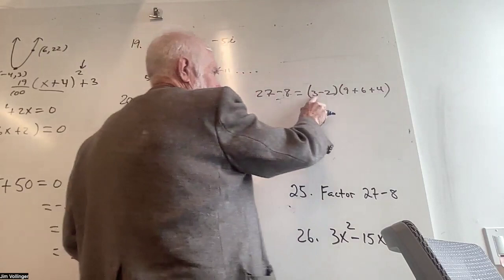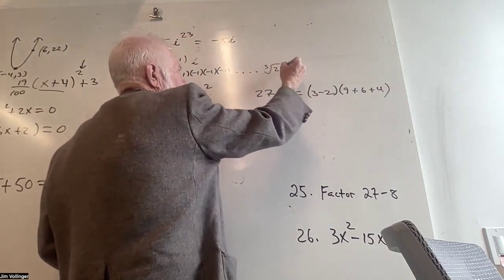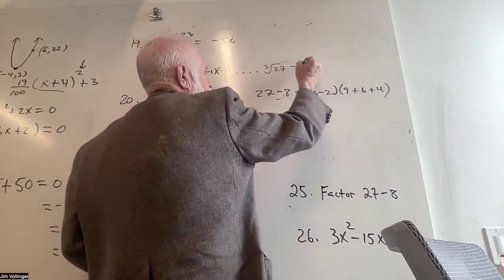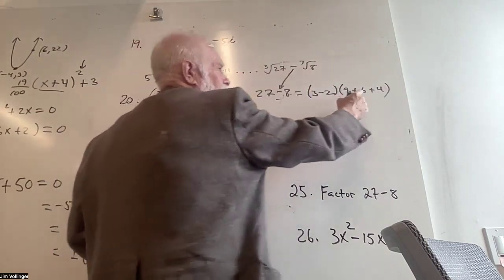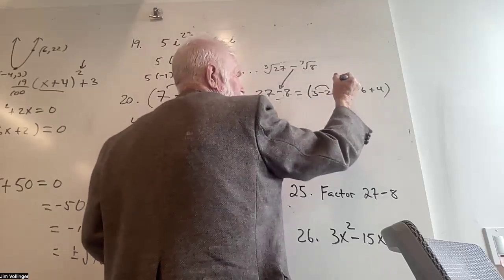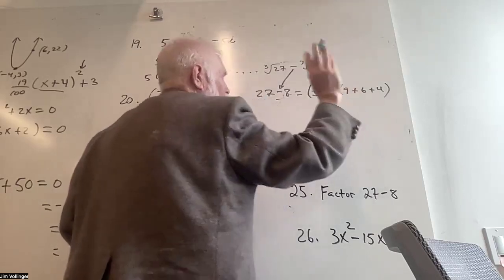So how do I get this? I'm looking at the cube root of 27, obviously, minus the cube root of 8. I'm keeping that symbol minus. I need cancellation. 3 times 2 is 6. It's like a conjugate. If I multiply this out, I'll do it one more time.